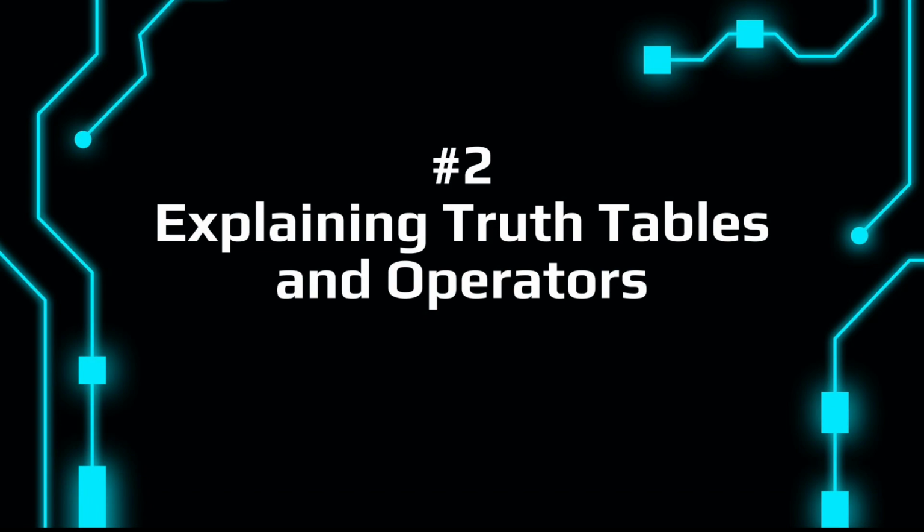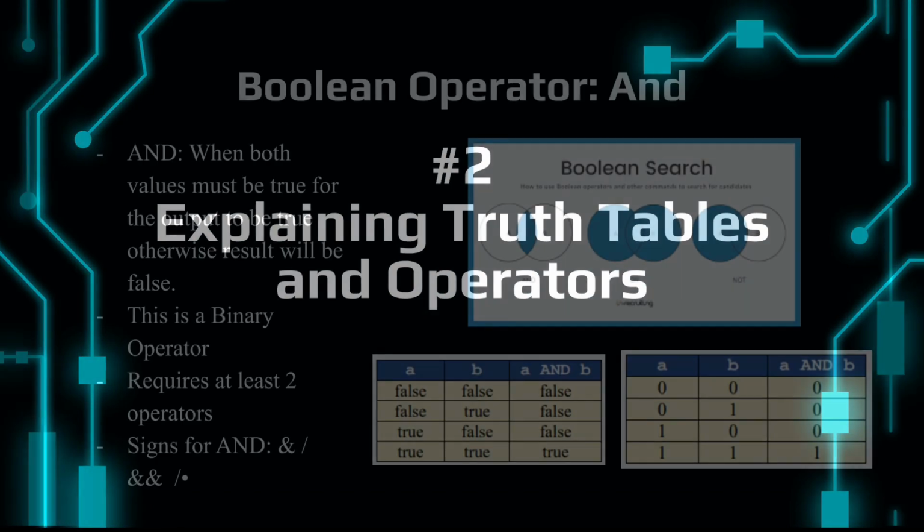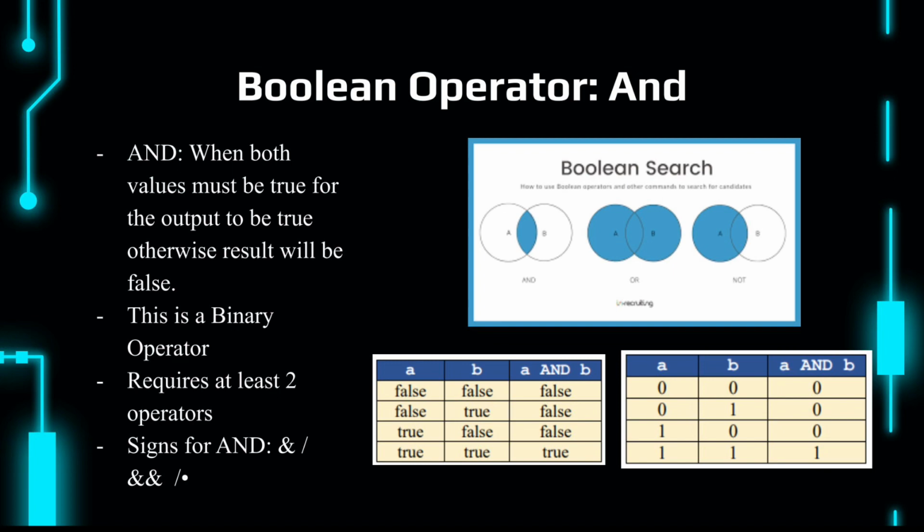Explaining truth tables and operators. Boolean operator, AND. Both values must be true for the output to be true, otherwise the result will be false. This is a binary operator. Requires at least 2 operands. The signs for it are as follows.